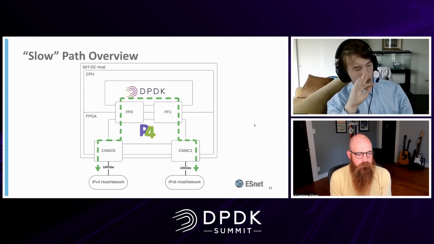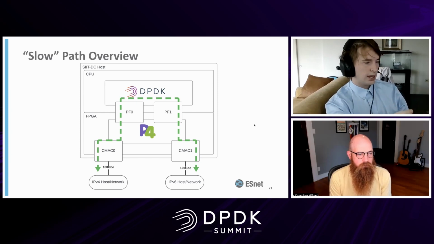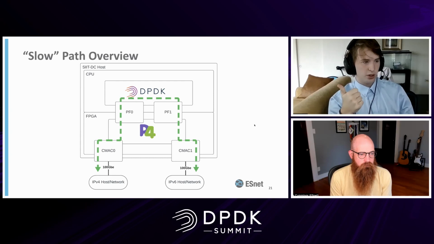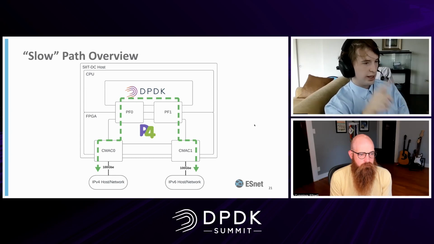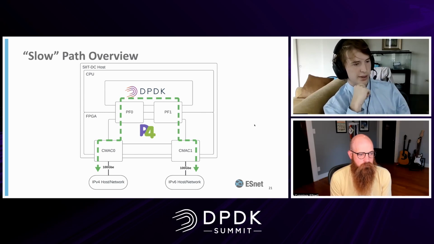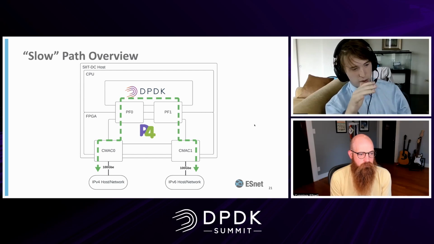So I'll show the whole slow path thing again. The packet is going to come in on CMAC 0 and it'll go to the P4 application. The P4 application will then say, oh, I can't handle this packet, and it'll punt it off to the host. So the host will send it in on PF0. Once that happens, DPDK will process the packet, it will do the translation, translate the inner headers, all of that, and then it will go back out PF1 and CMAC1.